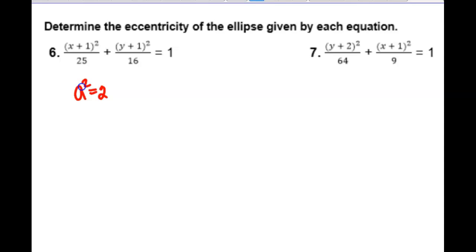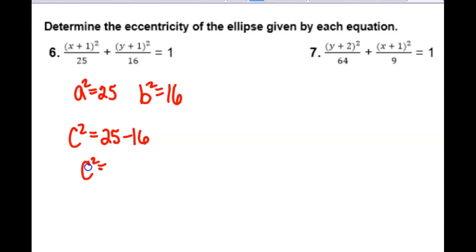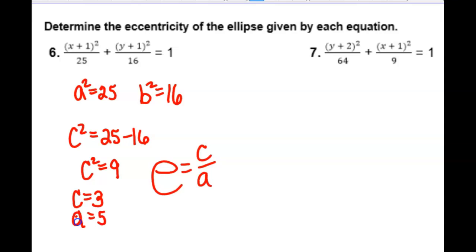It's always the bigger one, so it's 25, no matter whether it's in the front or the back. And B squared is 16. To find eccentricity, we need C. And how do we find C? C squared equals A squared minus B squared, which is 9. So C is 3. And what's the definition of eccentricity? C over A. And A on this one would have been 5. So it's just 3 over 5, or 0.6.